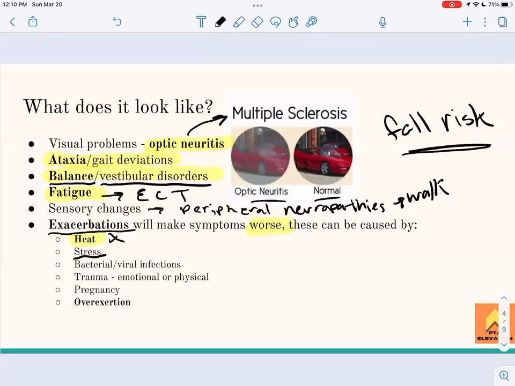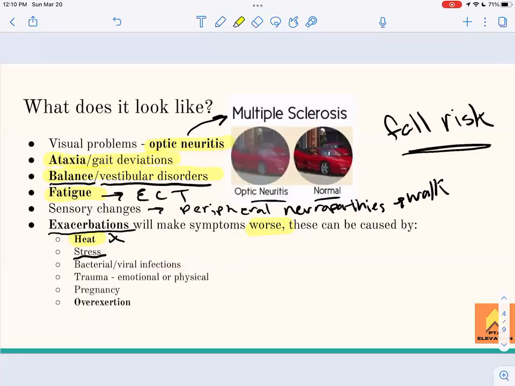Stress also, so be careful with our patients, especially because a lot of our patients are younger. They might have been diagnosed with MS. They might be in college. They might be working a job. Understand that the stress can exacerbate their symptoms. We don't want exacerbations. Again, the boards is a safety test. The boards does not want you to exacerbate your patient's MS. You don't want to exacerbate it either. Just avoid it. So stress is a big one.